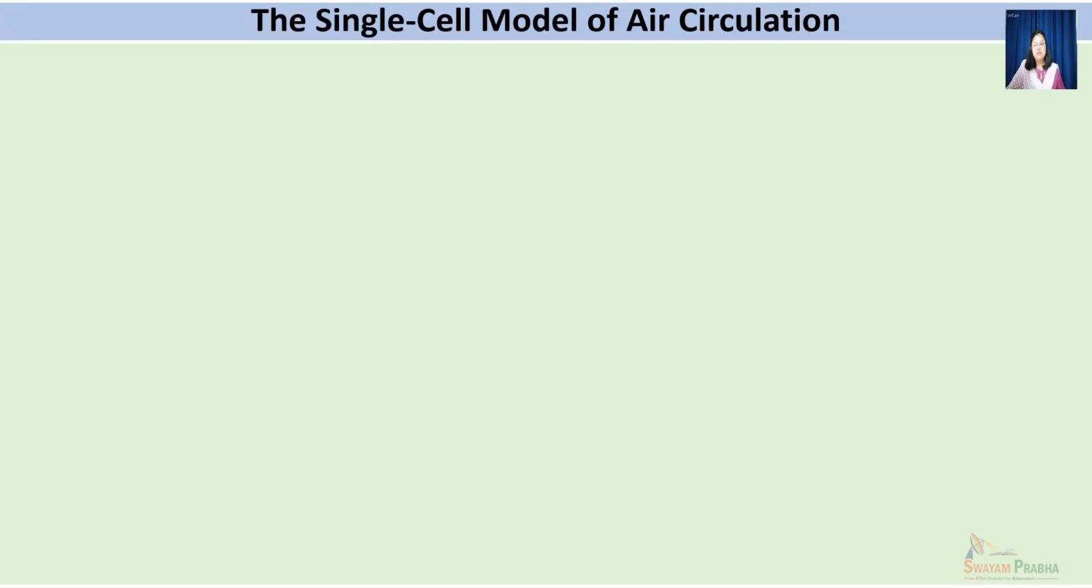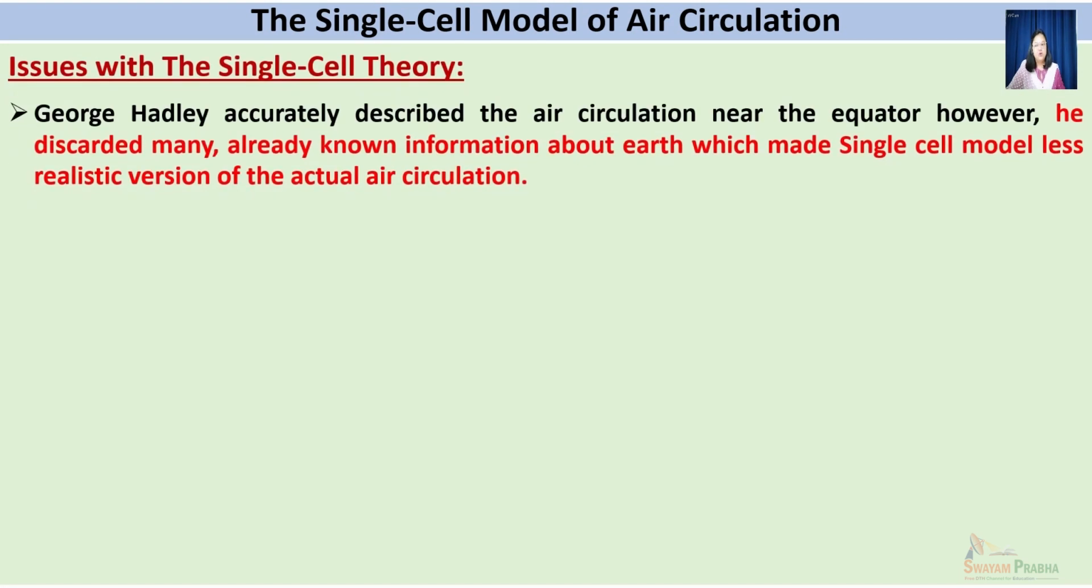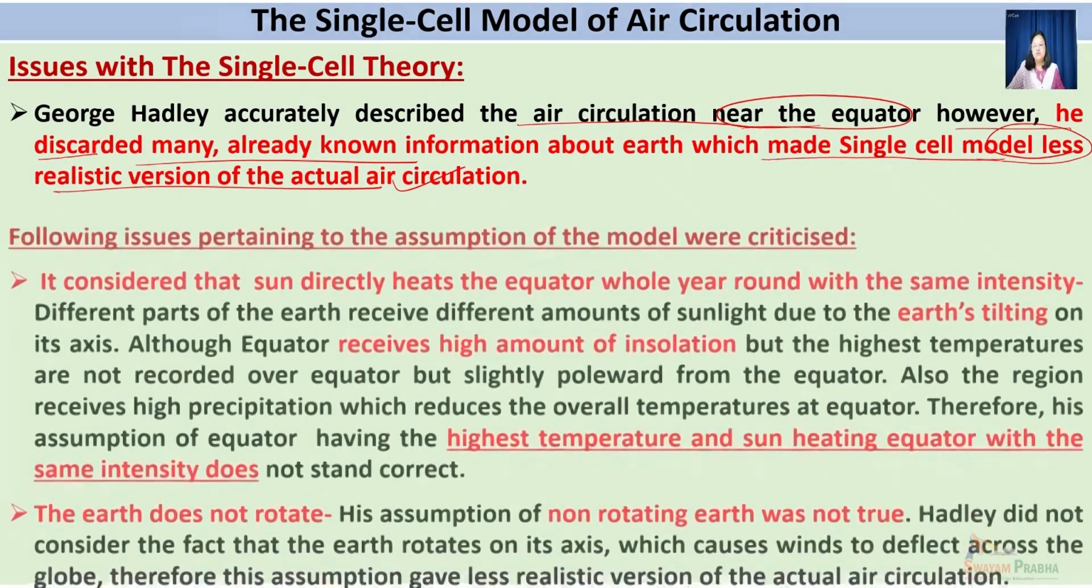So definitely there were some issues with the single cell theory also. Although George Hadley accurately described the air circulation near the equatorial areas, wherein he said that because of the intensive insolation, the air expands and ascends towards the upper atmospheric level. However, he discarded many already known pieces of information about the Earth to make his model much simpler, because of which the single cell model became a less realistic version of the actual circulation of the atmosphere.